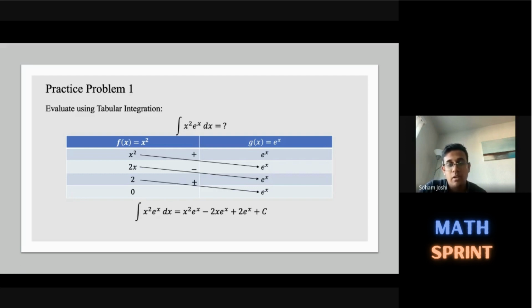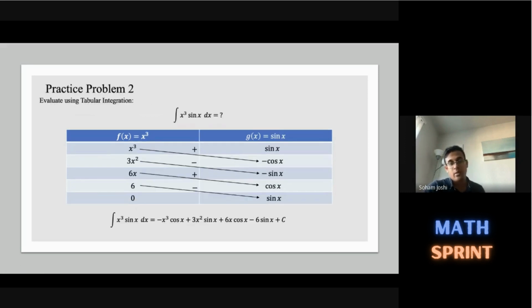So you multiply 2 with e to the power of x. That's the third arrow. Now you have all these terms: x squared e to the power of x, minus 2x e to the power of x, and 2 e to the power of x. You add them all together and you end up with x squared e to the power of x minus 2x e to the power of x plus 2e to the power of x plus c.